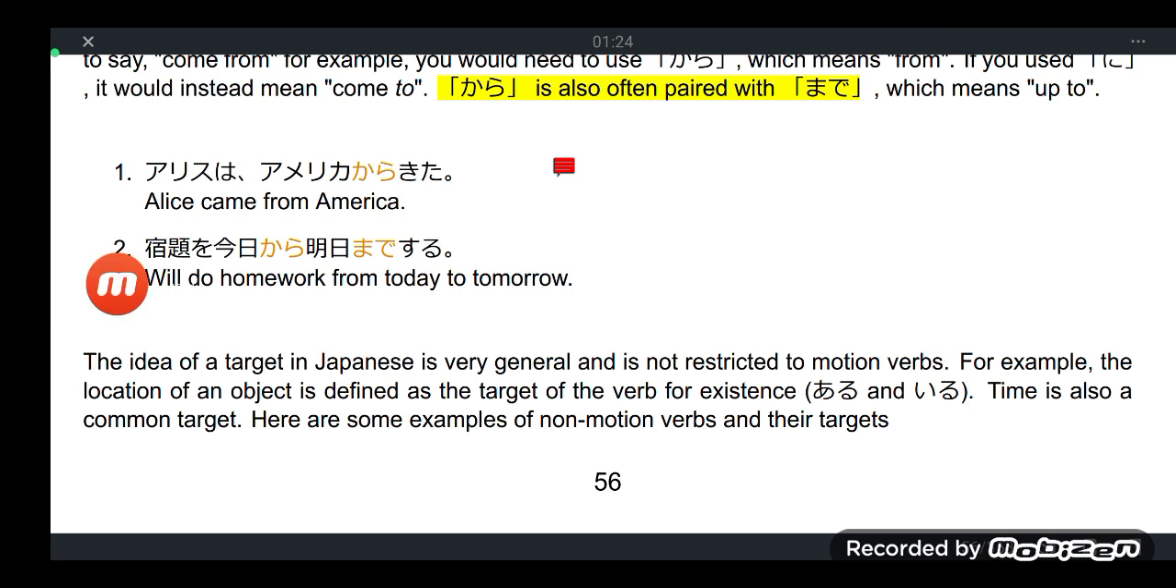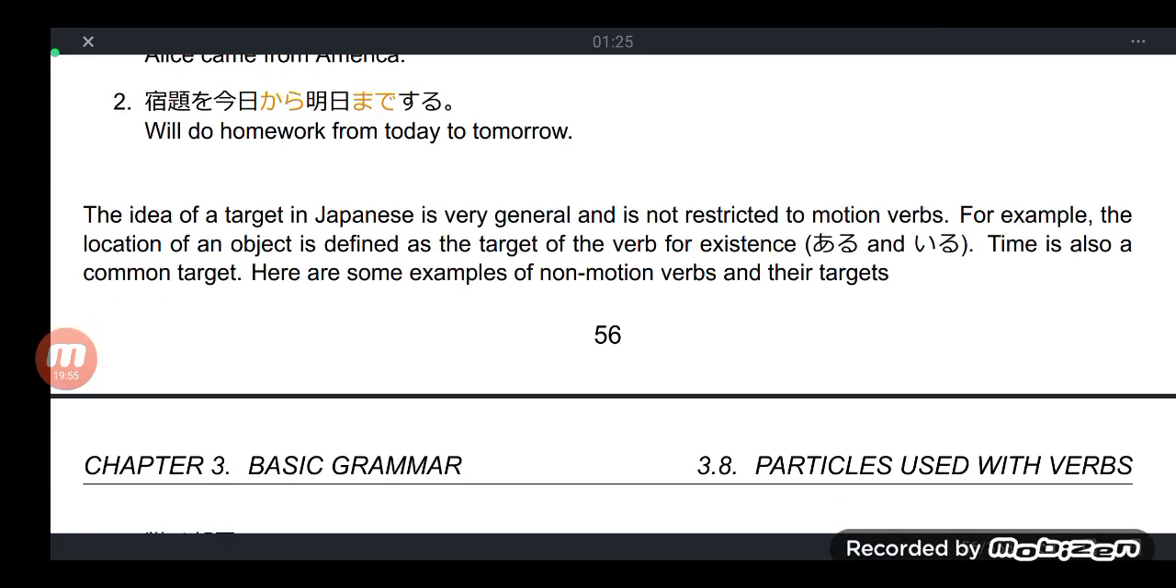Alice wa America kara kita. So Alice came from America. Shukudai wo kyou kara ashita made suru. We'll do homework from today to tomorrow.